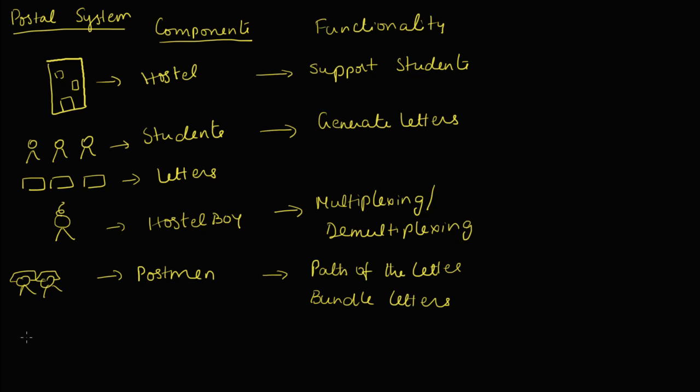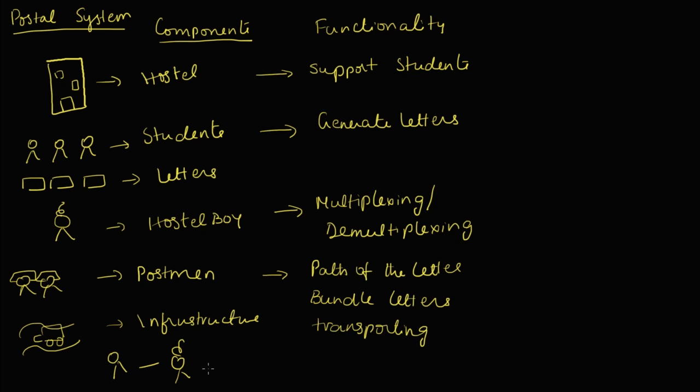Naturally, there is some other infrastructure in the form of roads. So let me draw a truck that kind of takes the letters. I mean, this could be an aeroplane as well, or even a bullock cart. So basically, the functionality of this infrastructure is in transporting the letters. So the actual path of the letter goes from the student to the office boy to the postman, maybe over an aeroplane, and then maybe a truck, all the way to another postman who is going to deliver it to the person at the other end.